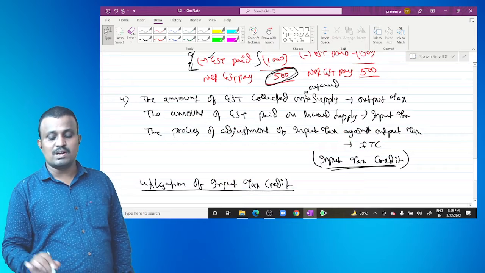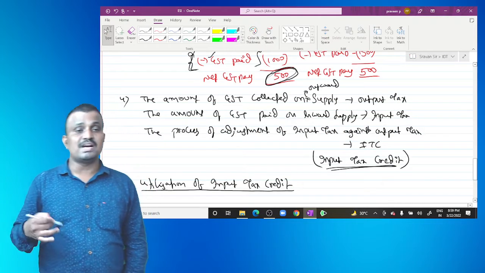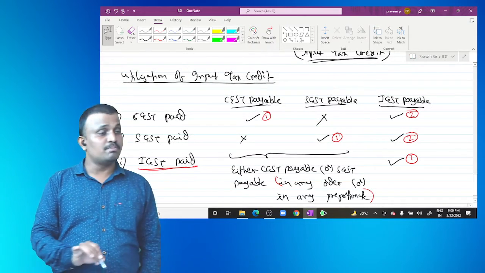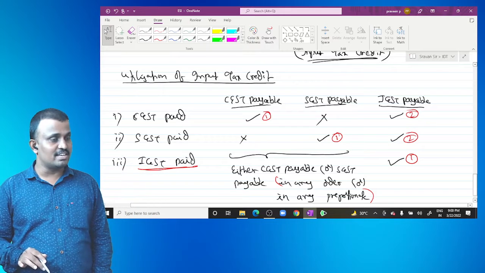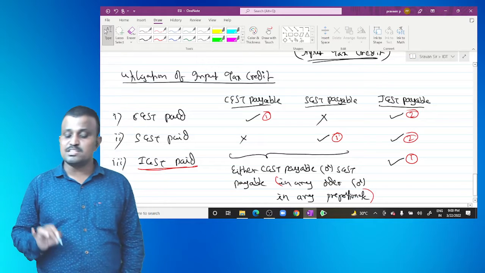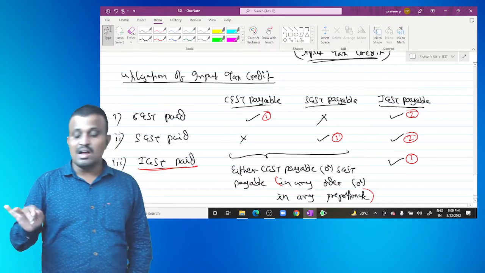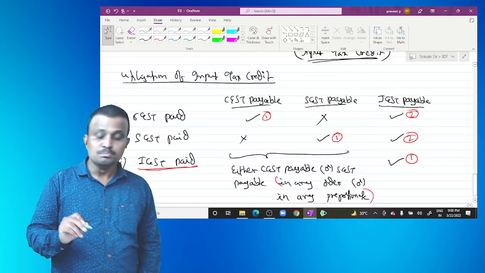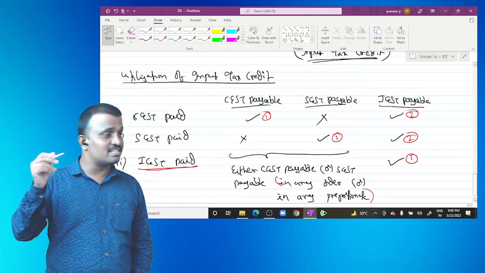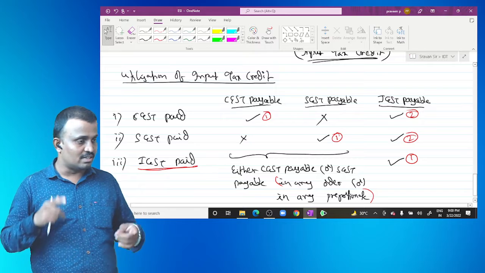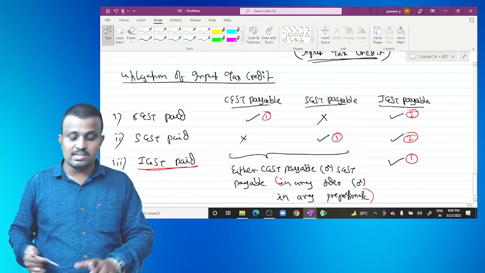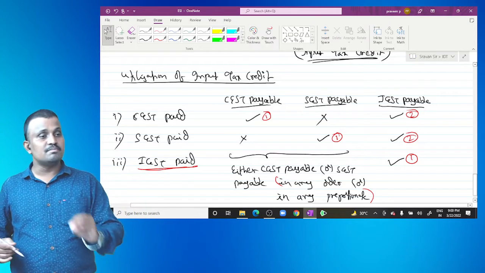And next we discussed what? Input tax credit. So how is input tax credit allowed, for eliminating what? The cascading effect. So here, in utilization of input tax credit, CGST paid is adjusted against CGST payable and later against IGST payable, and SGST paid is adjusted against SGST payable and later against IGST payable. IGST paid is adjusted against IGST payable. If any surplus remains after adjustment against IGST payable, then adjust against either CGST payable or SGST payable in any order or in any proportion. That is said to be the utilization of input tax credit.